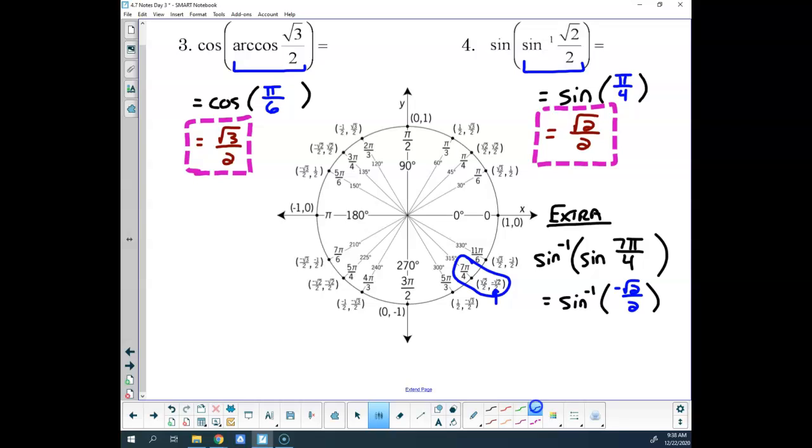So now I would look at the right half of the unit circle, and I would say, okay, where is the sine negative square root 2 over 2? Well, that's down here, but that would end up being negative pi over 4. So in this particular case, yes, the inverse sine and the sine cancel each other out, but we have to get it back in that range of the inverse sine. So we don't just write 7 pi over 4, we actually write it as negative pi over 4.